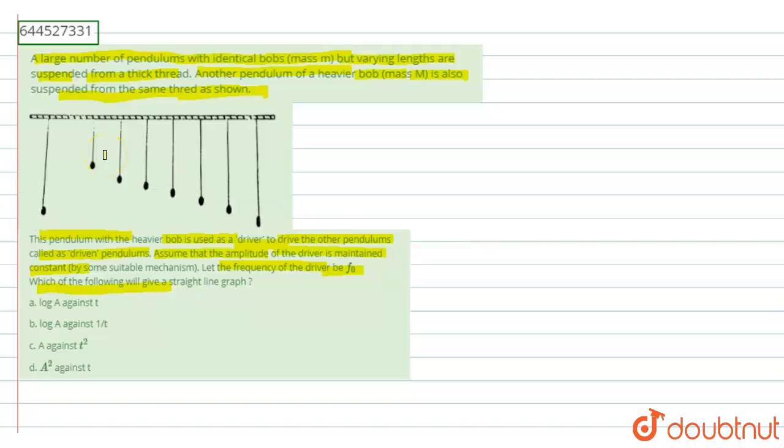Now here we have to use the damping equation. As we know, A is equal to A naught e to the power minus kt. This equation we have to use for finding the answer to this question. Now A is equal to A naught into e to the power minus kt. So A is equal to this. Now from here we can take log on both sides.